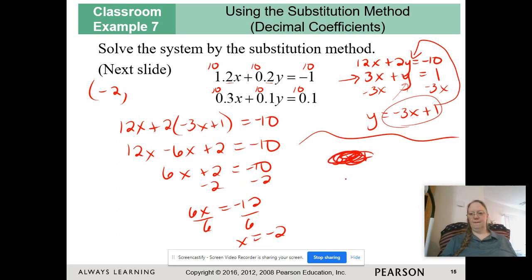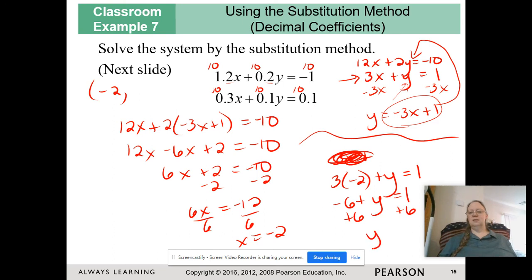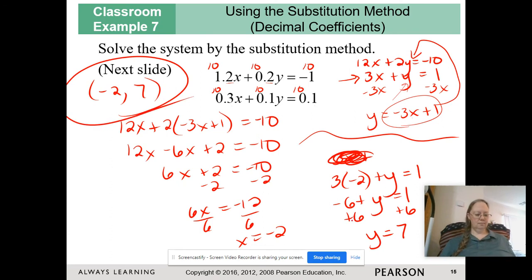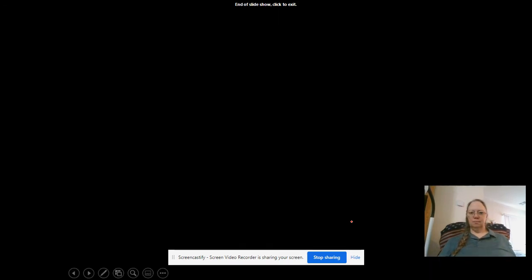Oops, hold on. We got negative 6 plus y. And we add 6. And I'm getting 7. All right.